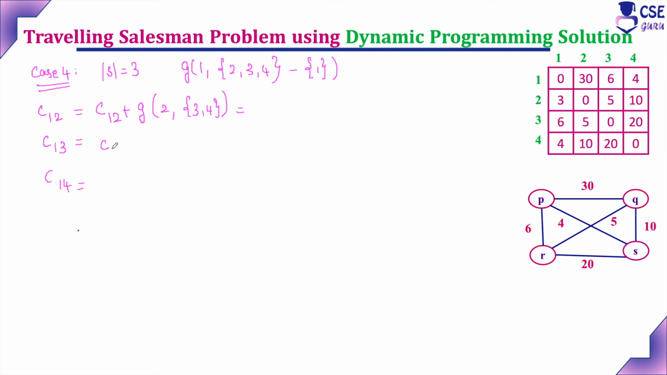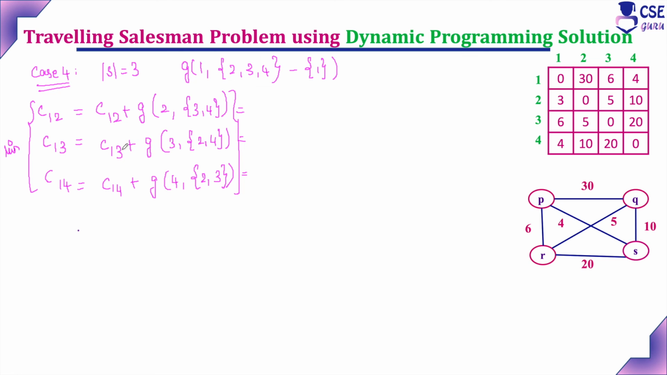Suppose C13, if you are considering, that is starting from the source city and after that you are visiting the third city, next he has to visit 2 more cities, that is 2 and 4. Similarly C14, if we are considering, G of 4, after visiting the fourth city he has to visit 2 and 3. That is the meaning. And totally we have to take the minimum cost. Which one is minimum? That we will choose here.